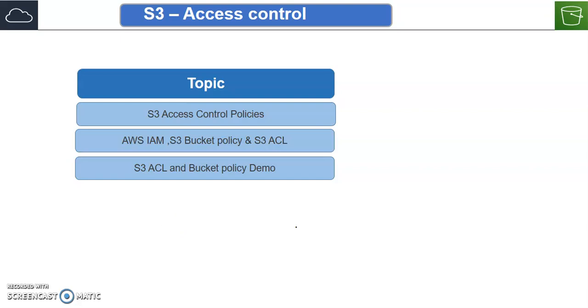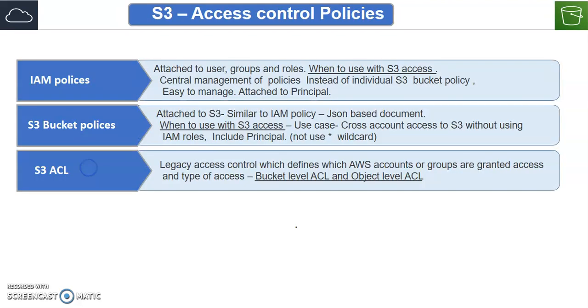Welcome to this AWS video series, and this video topic is S3 access control. We will talk about AWS IAM policies, S3 bucket policies and S3 ACL type of access control which we can use to control S3 access. And also we will do a quick demo using S3 ACL and bucket policies, showing how we can control access to S3 using ACL and bucket policies.